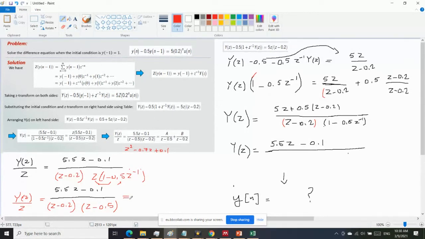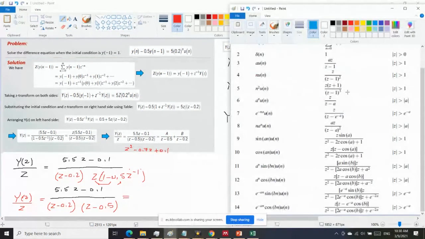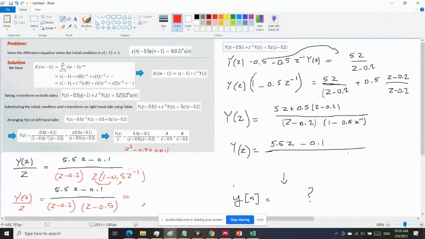So of course I cannot use the table directly. There is no rule here I can use for this one. Clearly I have to use partial fractions. So we need to find A over z minus 0.2 plus B over z minus 0.5. So I have to find what A is and what B is.